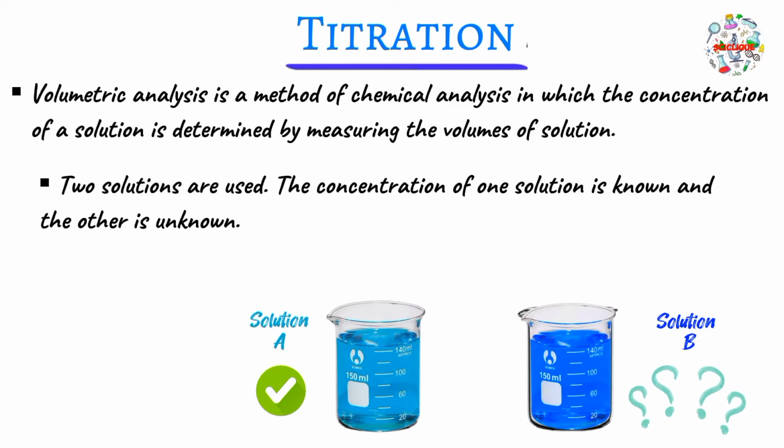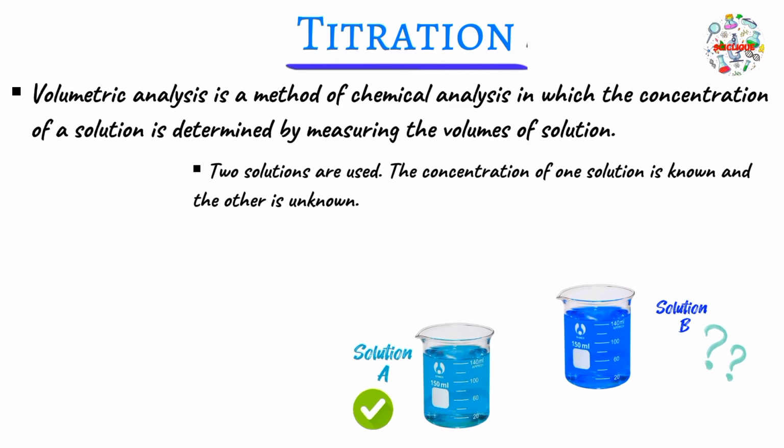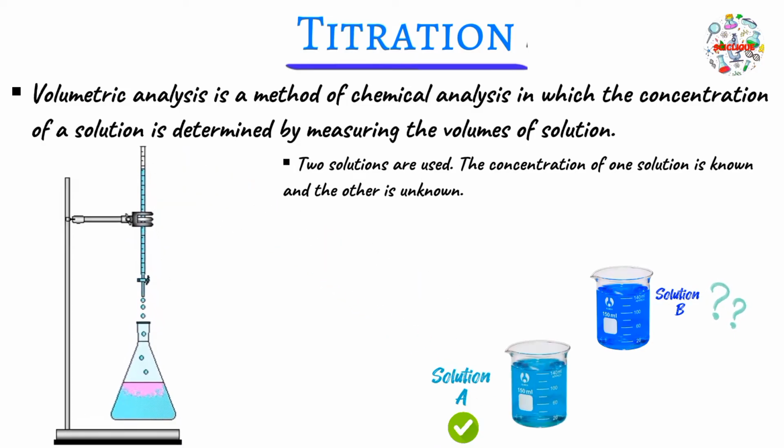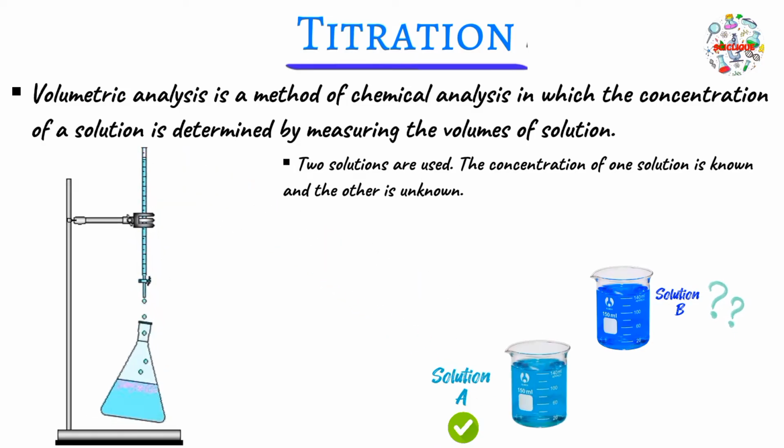What happens is that you take the solution whose concentration you know, in this case solution A, place it in a burette and slowly add it to the other solution, which is in a flask. This will continue until the reaction becomes complete. Now you may ask, how would we know whether the reaction is complete? Whether all the analyte has reacted with the titrant? This is where the indicator comes in. An indicator is used to determine the endpoint, when the reaction is complete.